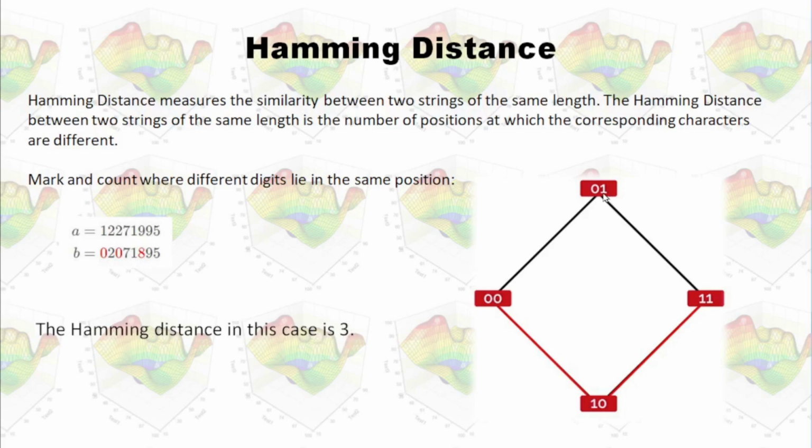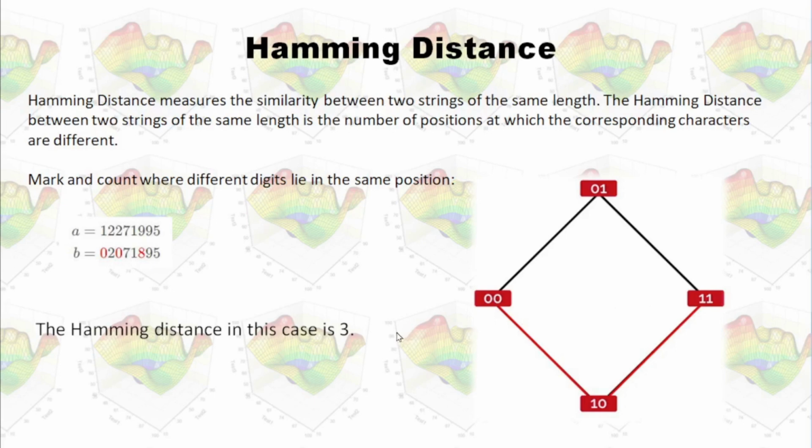And also you can draw a graph like this, because between those two digits, there is one difference. So the distance is 1. But between those two digits, you have two differences. So the Hamming distance between 0, 0 and 1, 1 is 2.